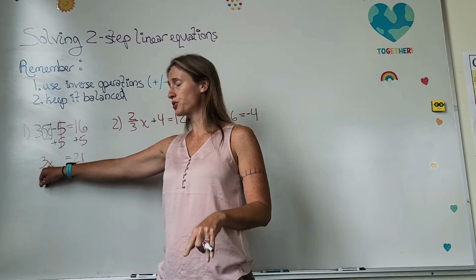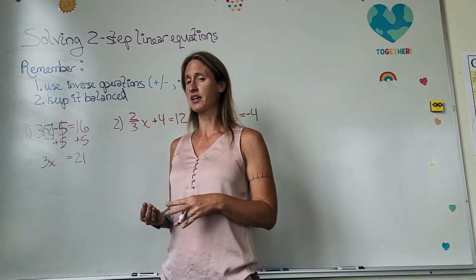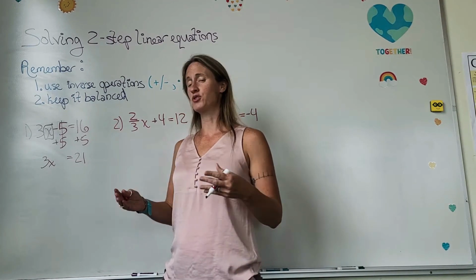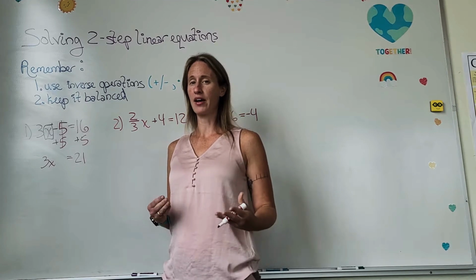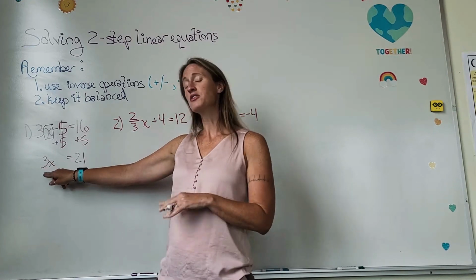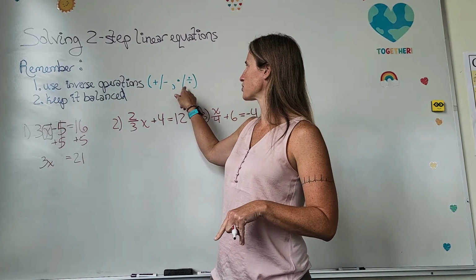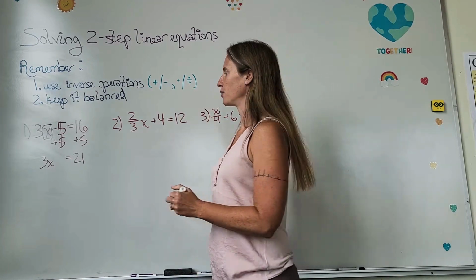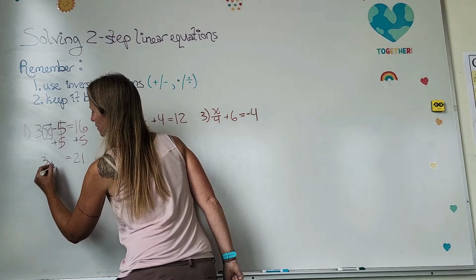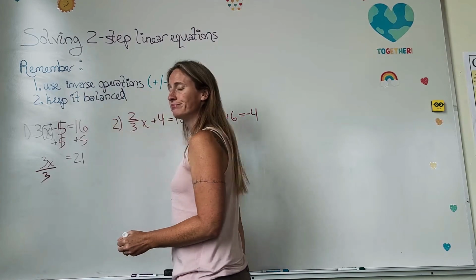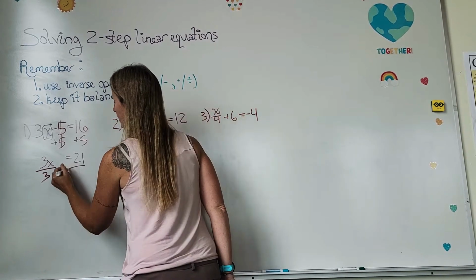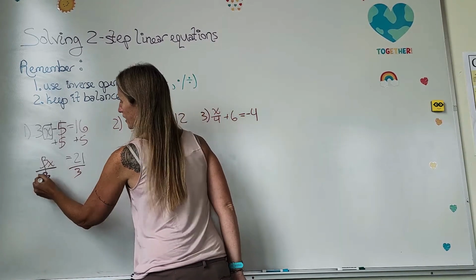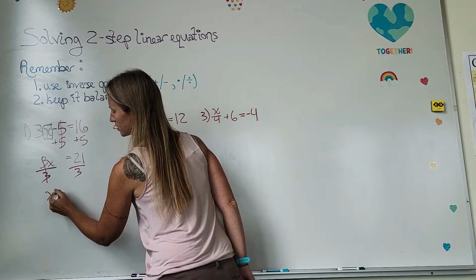We want to get rid of this 3. When it's next to the x like this, our variable, it's understood that you're multiplying the 3 by the x. So to get rid of multiplication, back to our inverses, we're going to divide it out. So divide this guy by 3, you have to divide this guy by 3. That cancels, you have x equals 7.